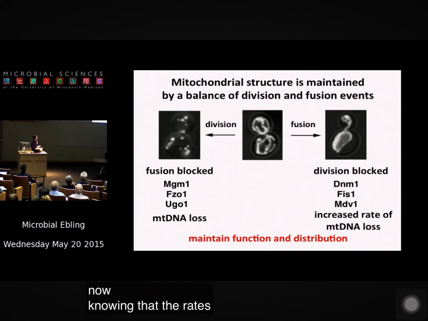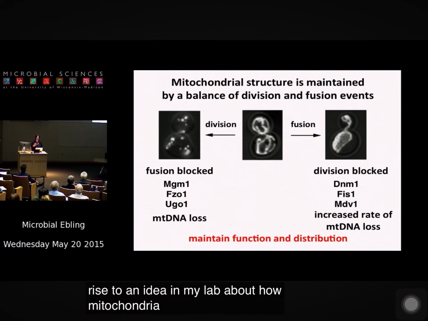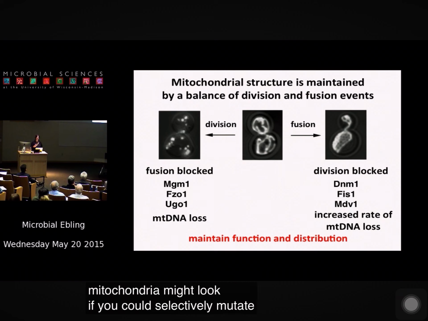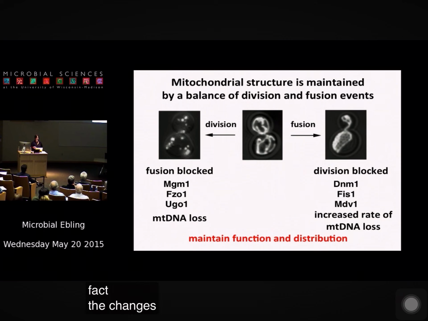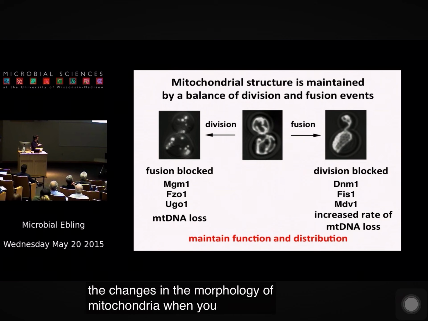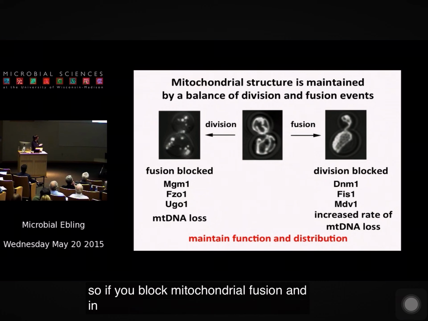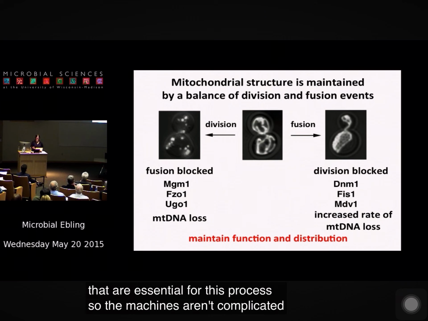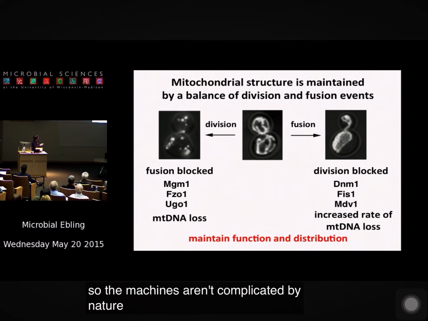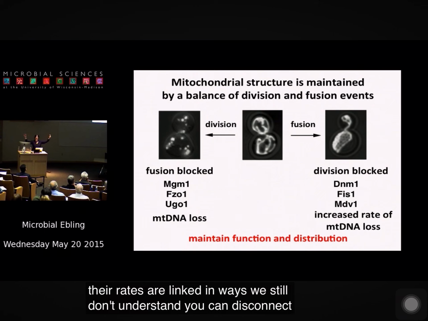Now, knowing that the rates of fission and fusion were roughly equivalent gave rise to an idea in my lab about how mitochondria might look if you could selectively mutate genes that blocked fission or fusion. And in fact, the changes in the morphology of mitochondria, when you do that, which we predicted, turn out to be true. So if you block mitochondrial fusion, and in yeast there's exactly 3 proteins that are essential for this process, so the machines aren't complicated by nature, division goes on. So while somehow they're linked, the levels of their rates are linked in ways we still don't understand, you can disconnect them.